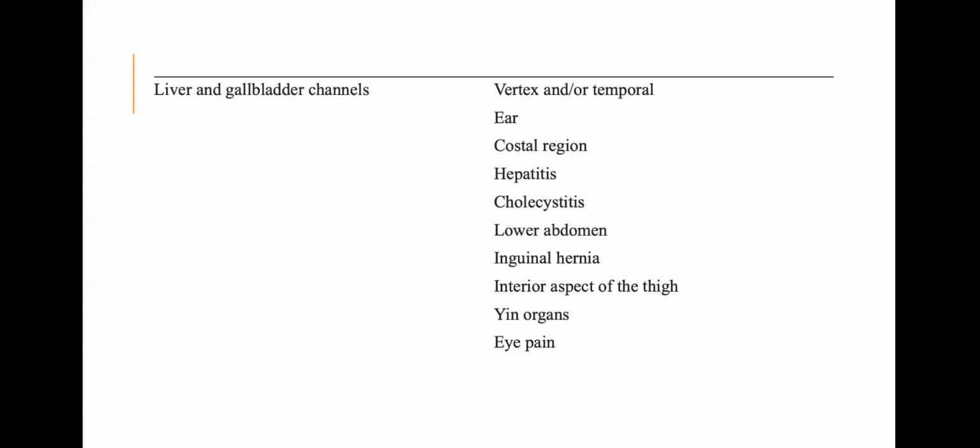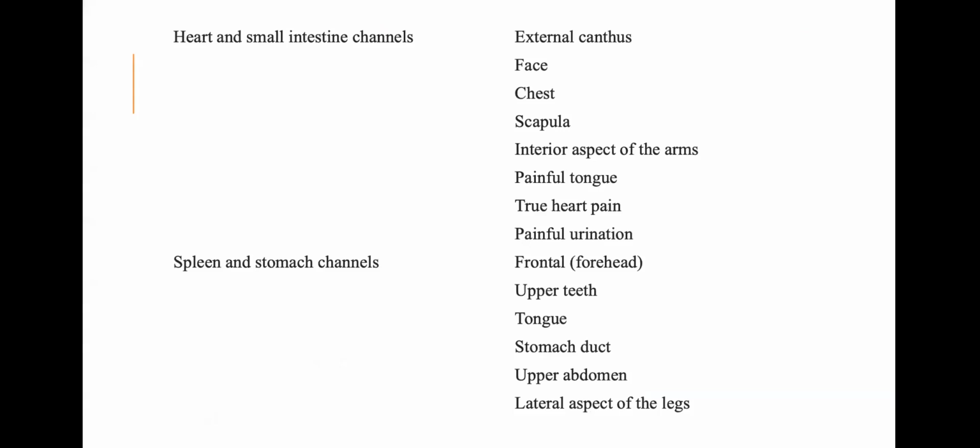So, if it involves the liver and gallbladder channels, the pain can be felt at the vertex or temporal region of the head, the ear, the costal region. If there is hepatitis or cholecystitis, it can also be felt in the lower abdomen, the inguinal area, the interior aspect of the thigh, in the yin organs, and there can also be eye pain.